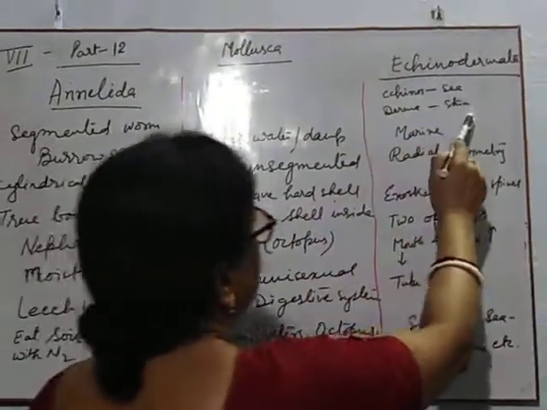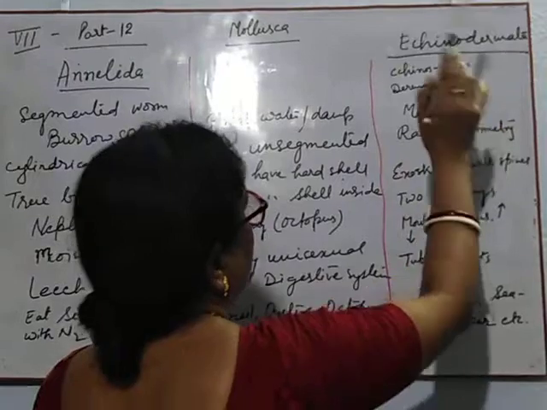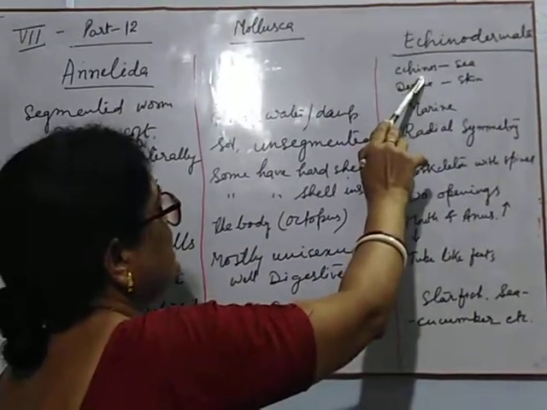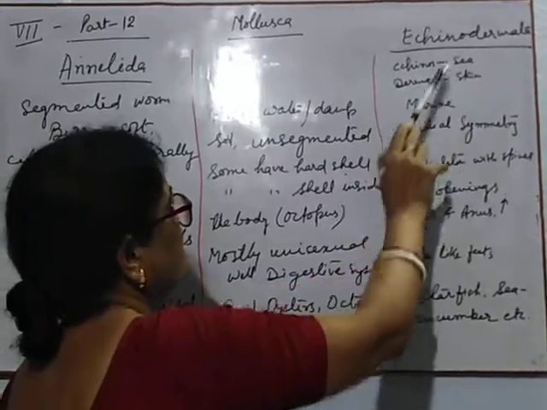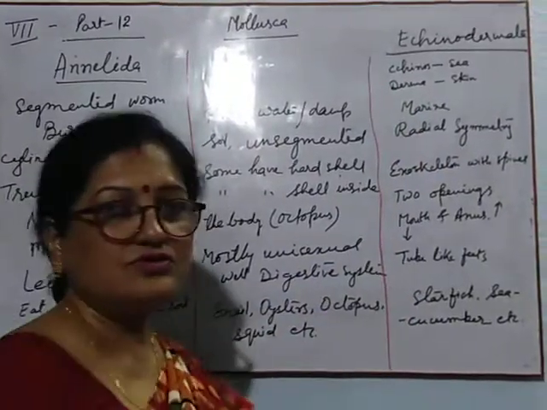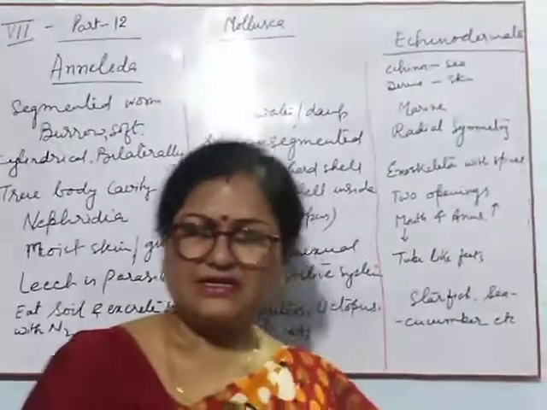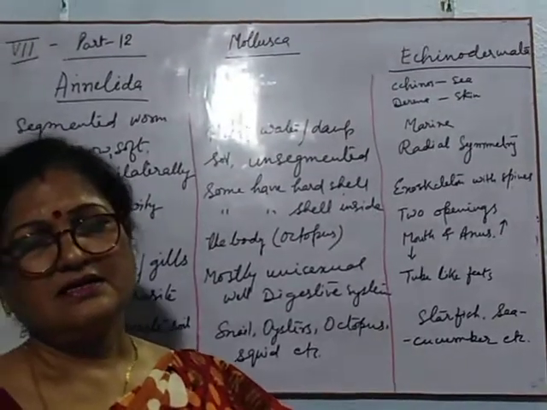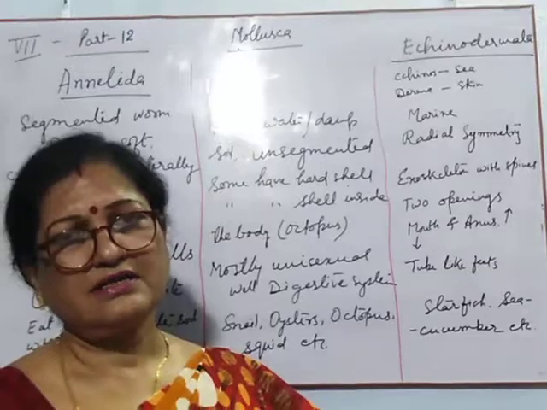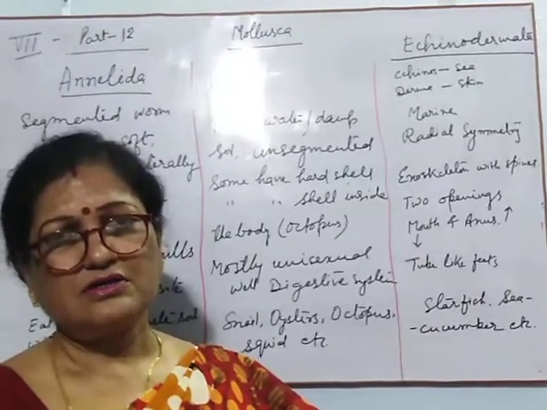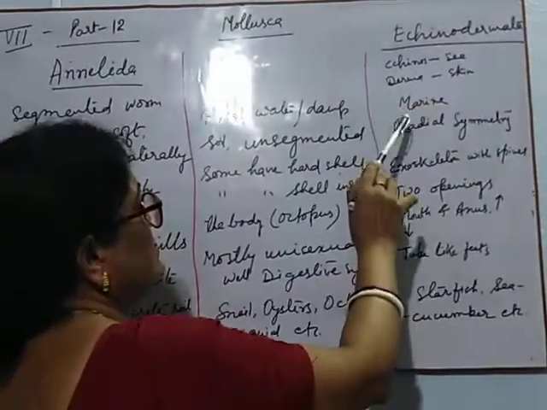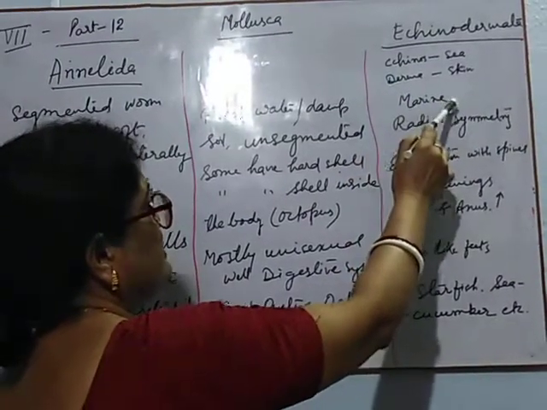Now the next one, Echinodermata. See, the word meaning is given. Echinos means spiny, derma means skin. Their skin has the capability to live inside the sea, or you can say inside marine water. So they have this type of skin, and they are found in marine habitats. These are marine animals.